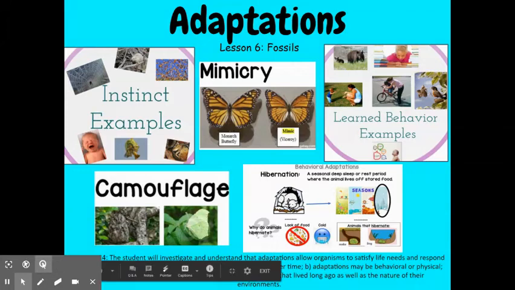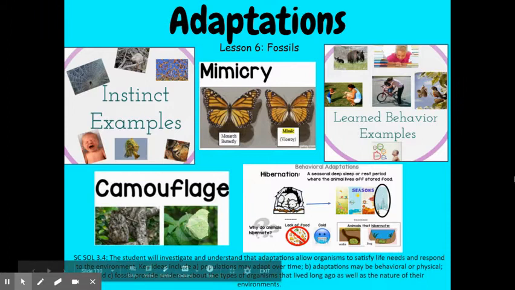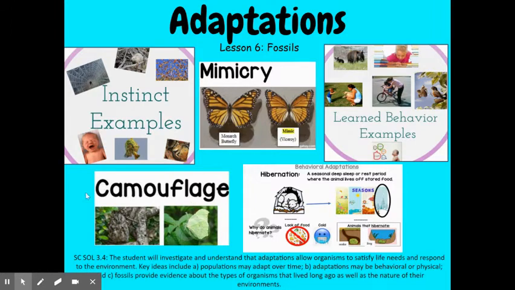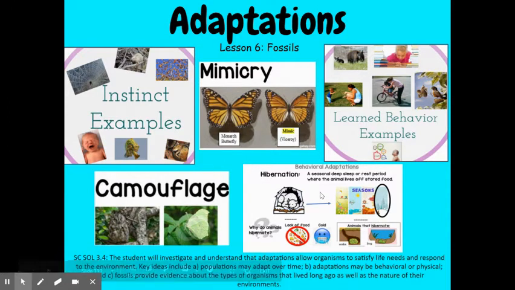Hey guys, today we are continuing to talk about adaptations, and today is a special lesson because we're learning about fossils. So far we've talked about physical adaptations, that's how animals look on the outside, including mimicry, trying to look like another animal, and camouflage, looking like the surroundings. And we've also learned about behavioral adaptations like hibernation, migration, dormancy, and stuff like that.